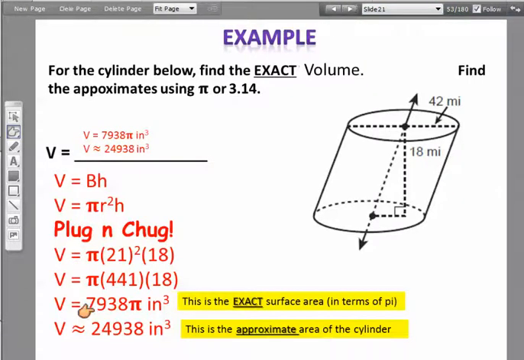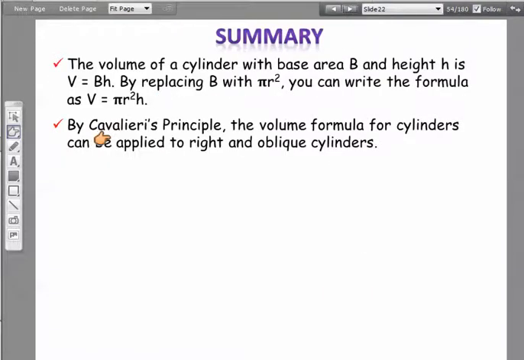Then I say 7,938 multiplied by pi is going to give me 24,938 miles cubed. This is going to be my approximate volume of the cylinder. And I recorded them both up here so you could see this is exact, this is the approximate. This lesson was pretty short because we just get really good at working with volume. The volume of a cylinder with the base area B and height H is V equals base times H. Just remember that I replaced that B with pi r squared.